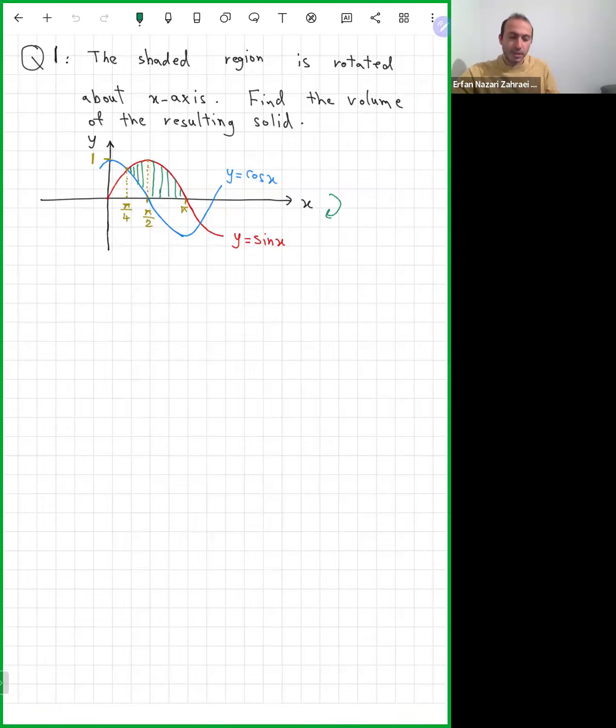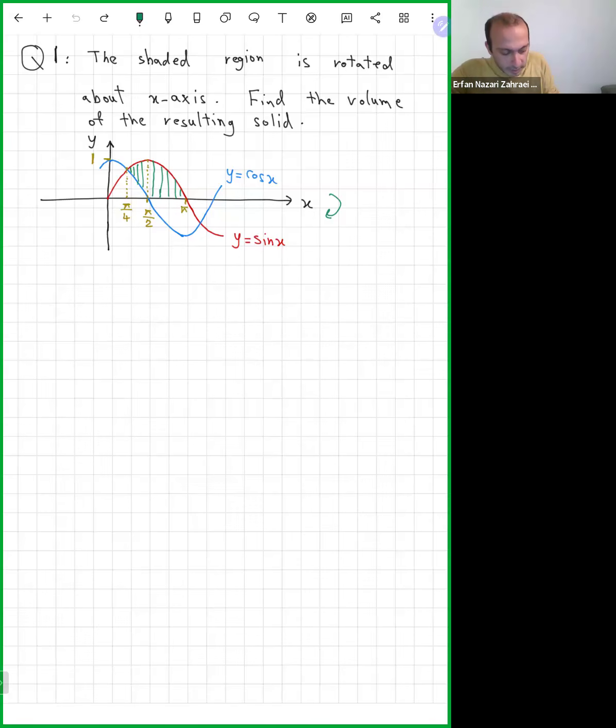First question, it's about the volume of a solid of rotation, and also involves some trig integrals to compute. So we have this shaded region, this green region that is rotated about the x-axis, and I want to compute the volume of the resulting solid.